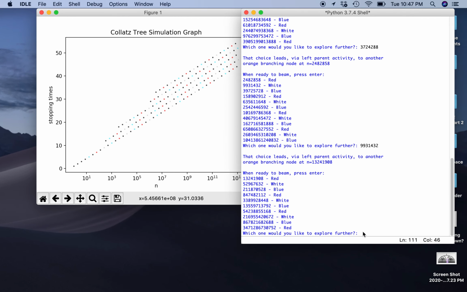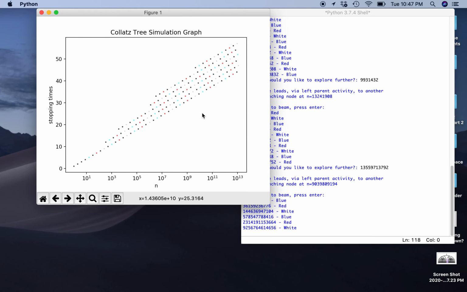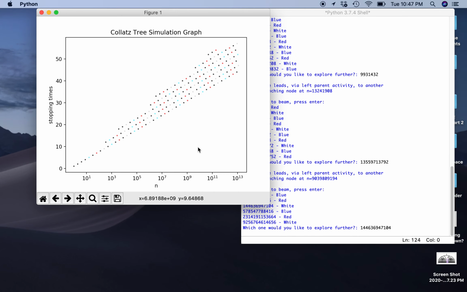Let's take the second blue one, just do another moment or two on this. And then maybe one more. We'll look at the first white one.